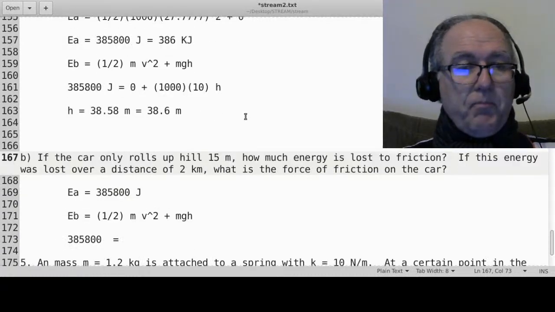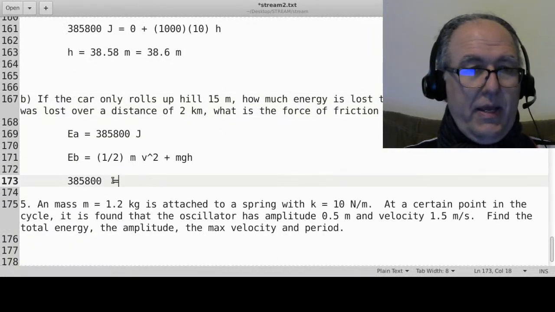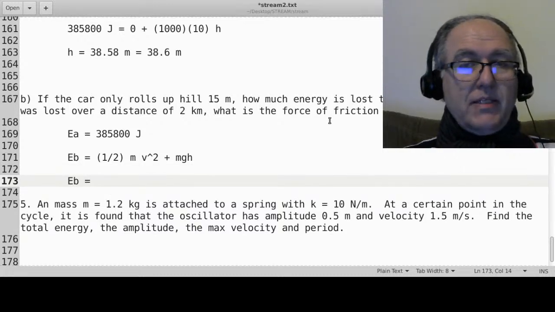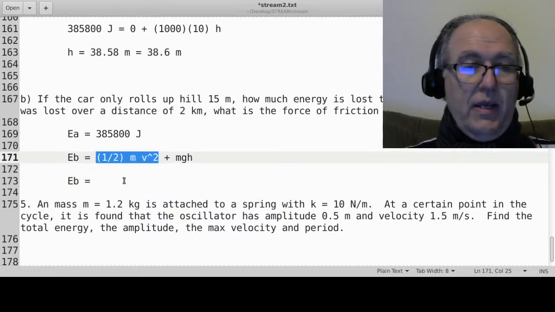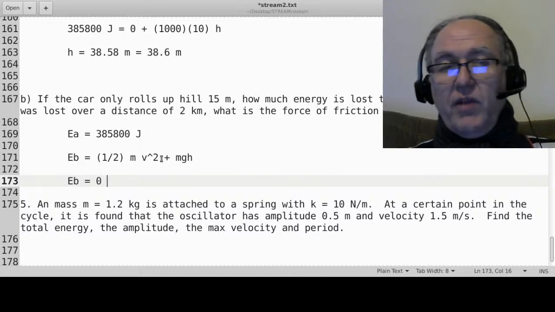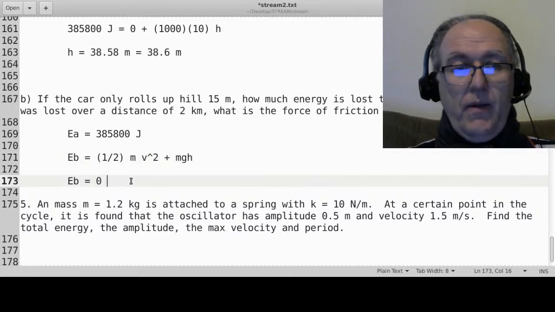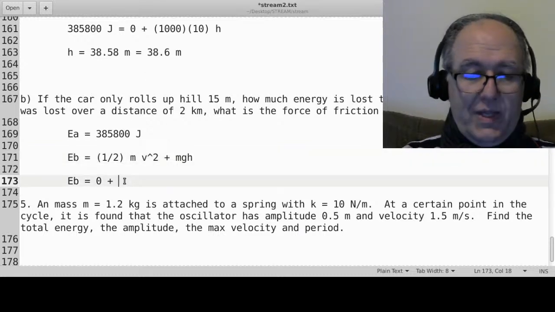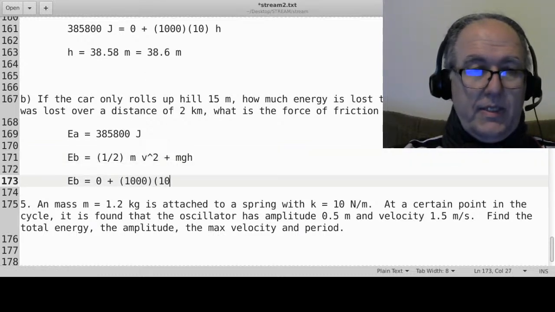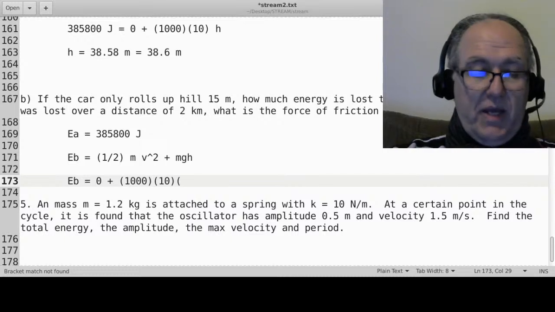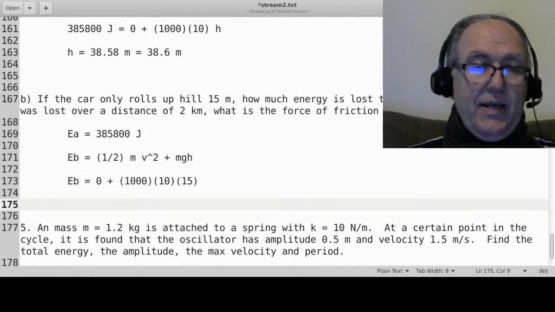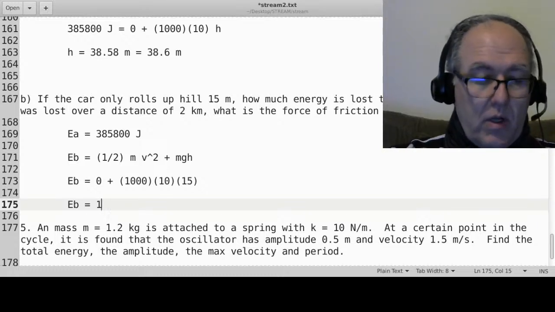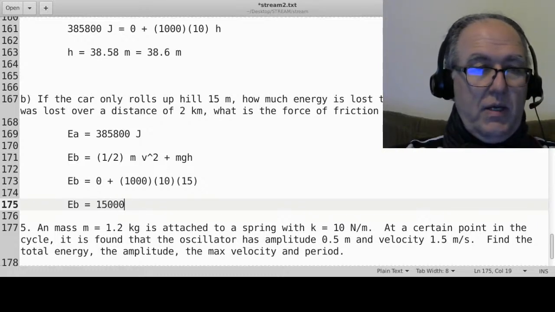Okay, so we have EB here. It still comes to a halt, so it's still zero velocity, which means no kinetic energy, plus the mgh, which is going to be 1,000 times 10, and it only achieves a height of 15. And so EB is going to equal 1, 5, 1, 2, 3, 4.